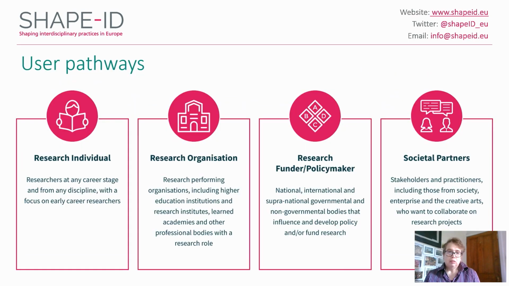Next slide, please. And these are, I talked about different users. So we constructed this toolkit with 4 key groups of users in mind. Individuals doing research, those working for research organisations such as research managers, research funders and policymakers, because the 2 roles are often very overlapping, and what we called societal partners. We started off calling them research users, but then there was a lot of discussion about this term. It basically encompasses anyone outside of academia who might want to take part in research.